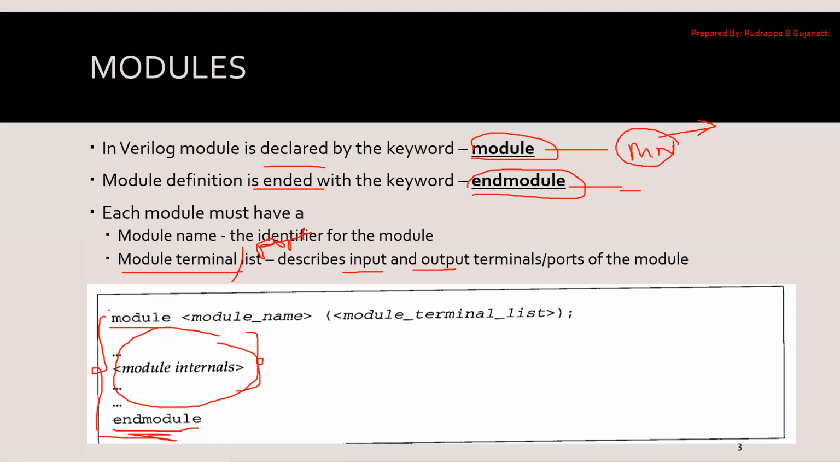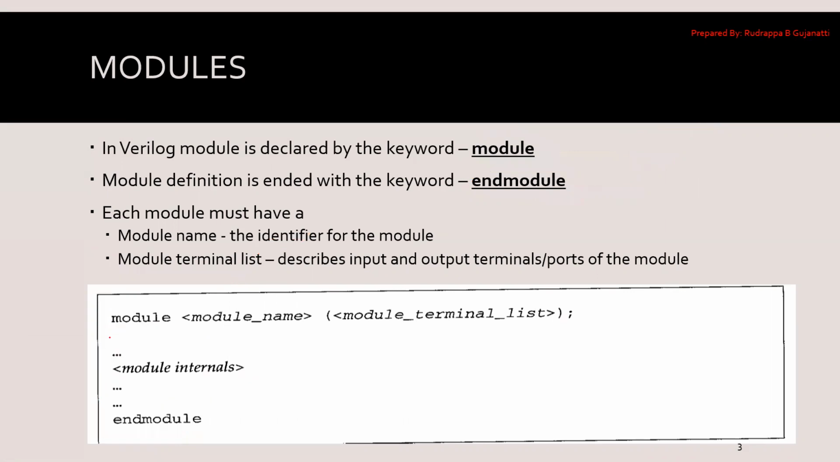Now this module will be identified by this module name, which is nothing but an identifier. It is the identifier I will be using. In this module, if some terminal lists or port lists are required, then I will be providing those lists over here. This list can be empty if nothing is there. We will check when it is empty and when it is non-empty in the coming slides. So this is how a module will be defined.